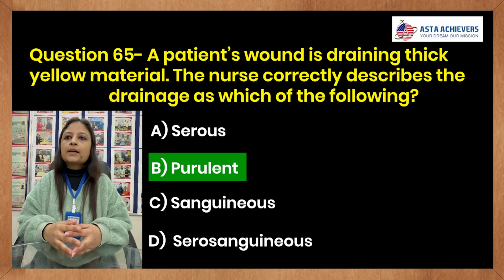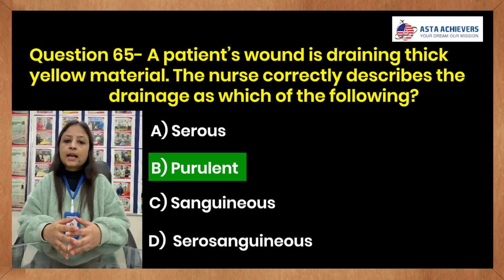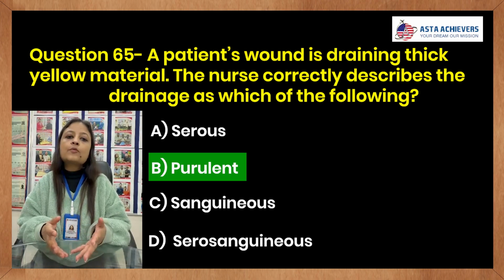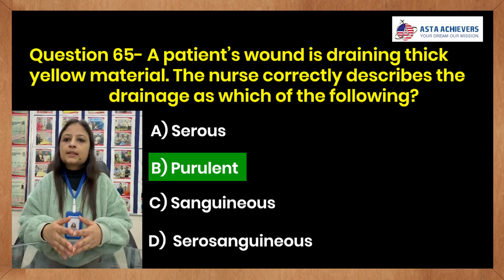Question number 65. A patient's wound is draining thick yellow material. So the nurse correctly describes the draining as which of the following? Option A, serous, option B, purulent, option C, sanguineous, and option D, serosanguineous.